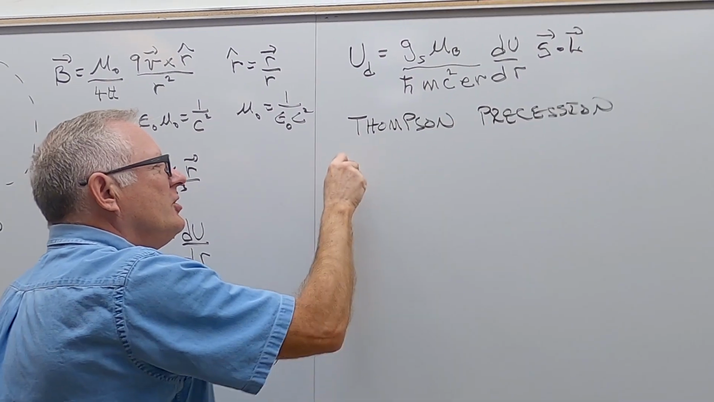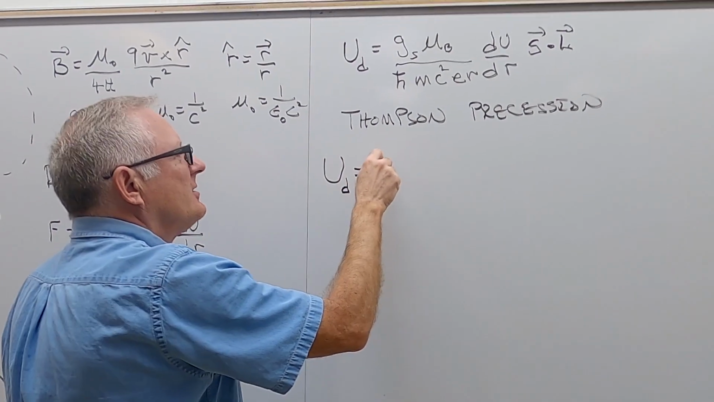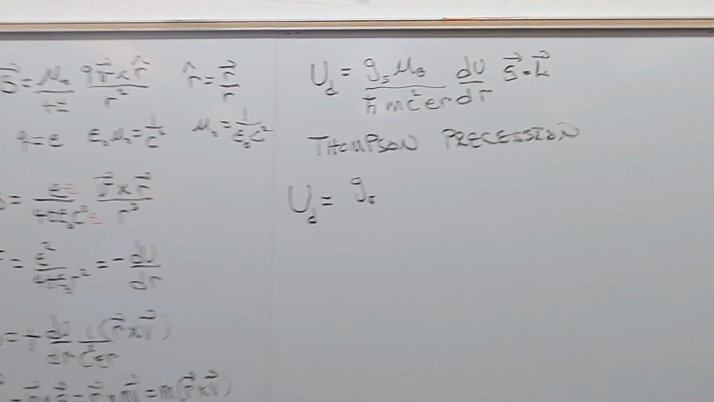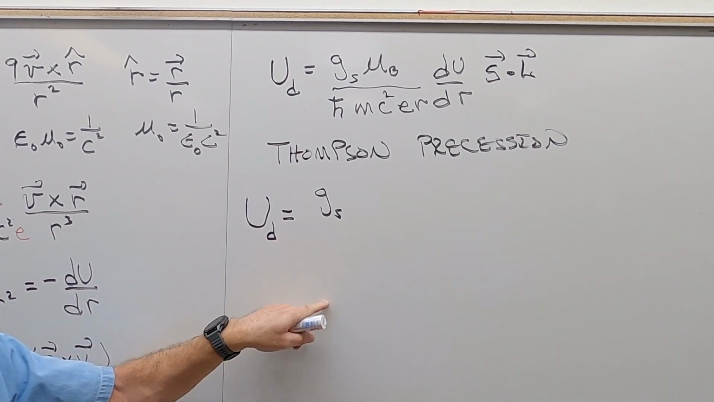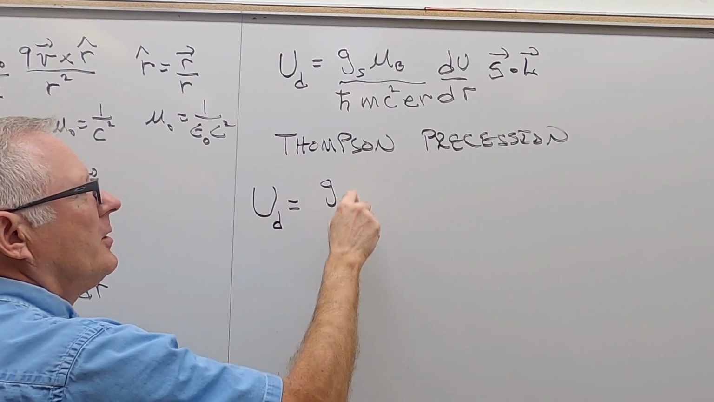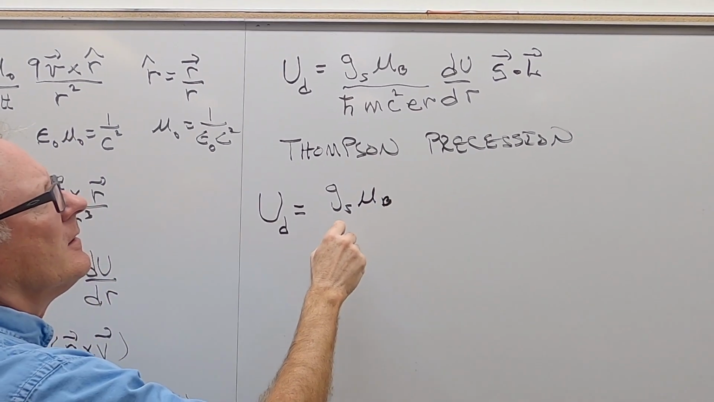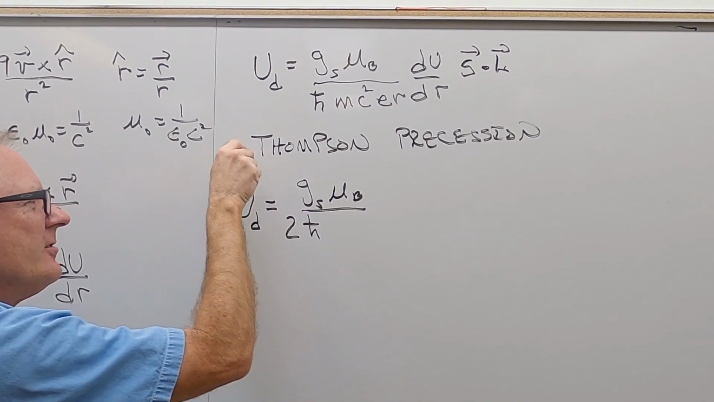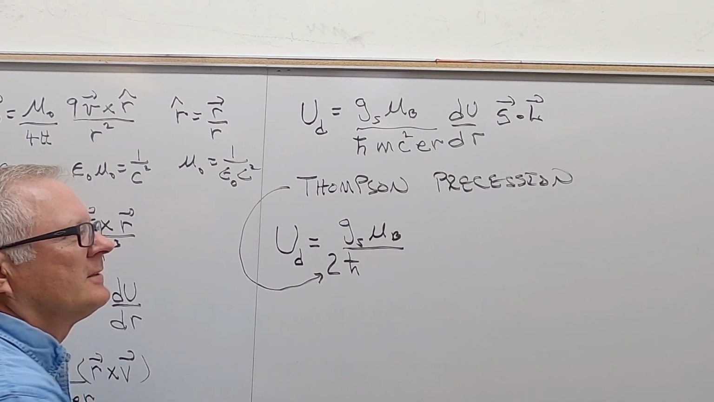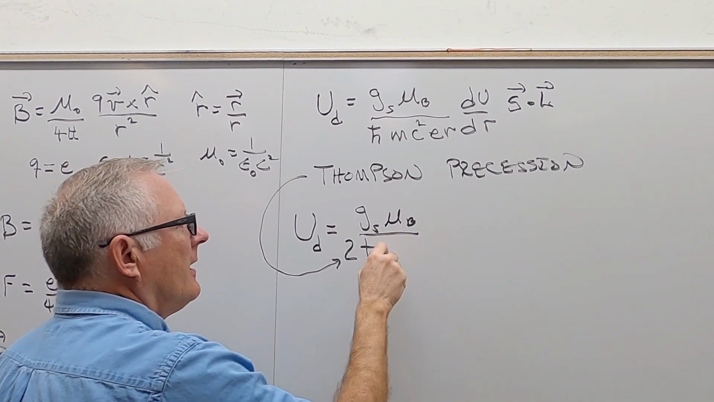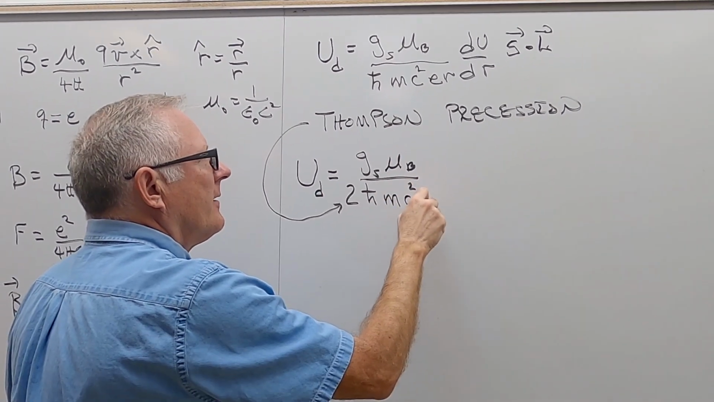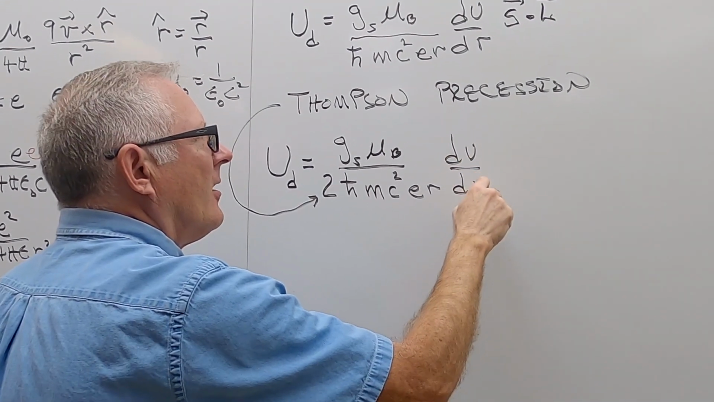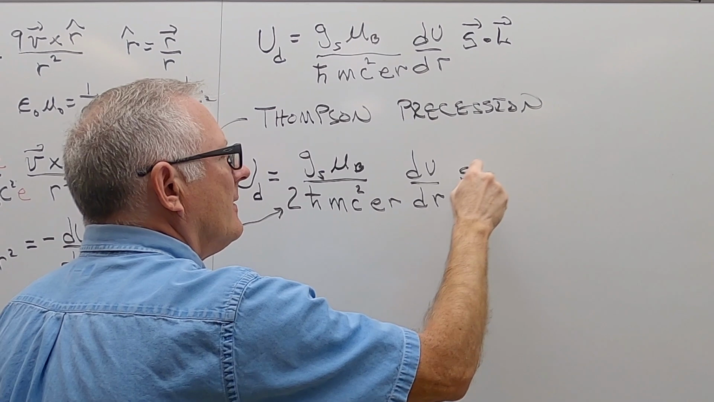So that means U is really just g sub s. Even though g sub s is 2, it'll cancel that 2, but we'll keep it in there. mu B all over h bar. We're going to have a 2 now. Again, that's due to that Thomson precession. mc squared e r dU/dr S dot L.